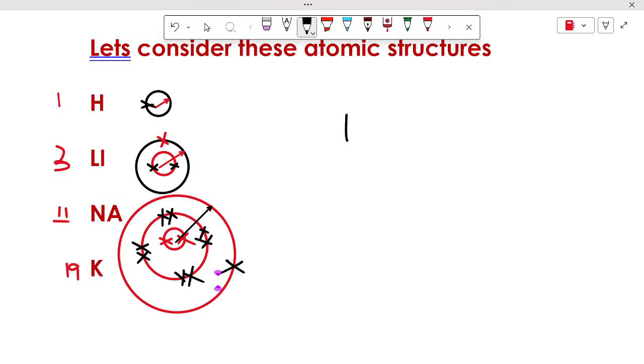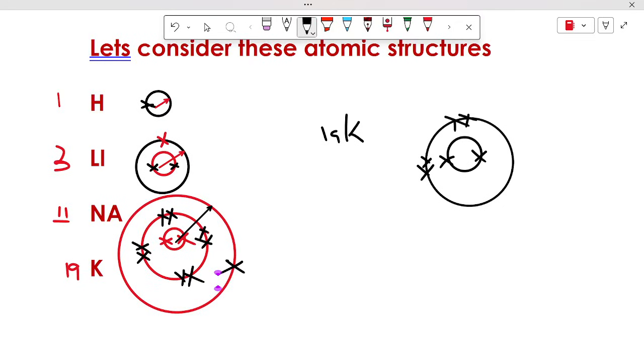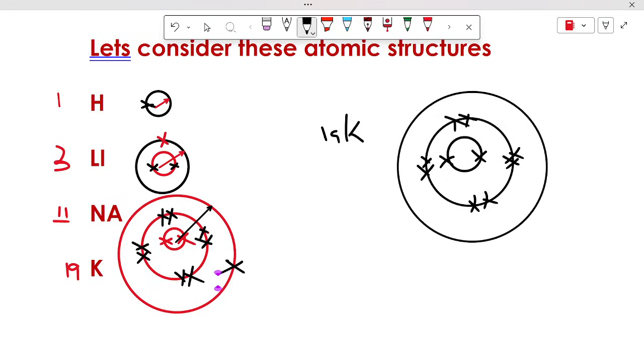Potassium, which is 19. We draw a circle with 1, 2, and also draw another one with 1, 2, 3, 4, 5, 6, 7, 8. Then we draw another one with 8, 9, 10.